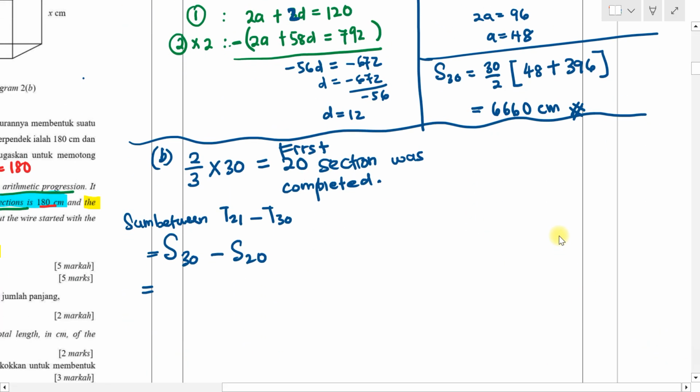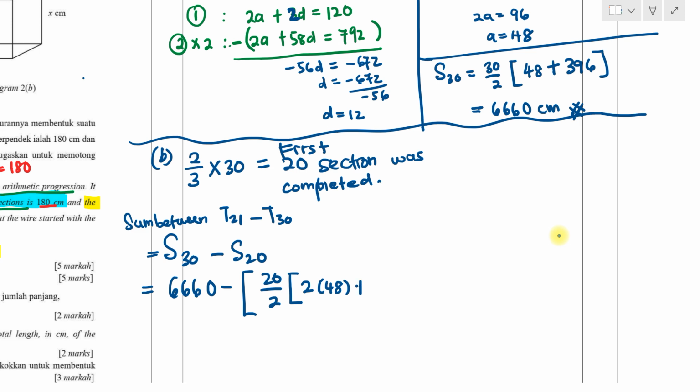S30 is 6660, minus S20, we calculate separately. 20 over 2, 2A. What is A? 48. Plus 19D.